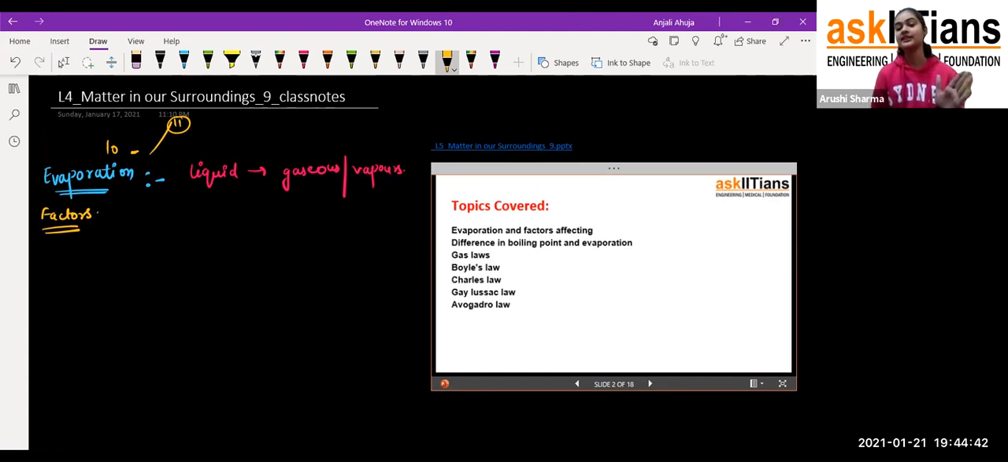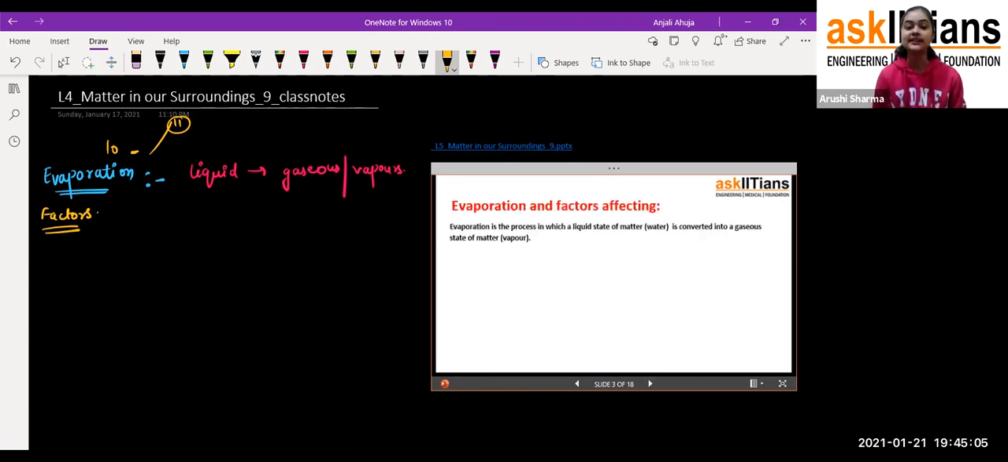Okay, starting with evaporation. Students, as I told you, evaporation is when a liquid converts into the gaseous or vapor form. Exactly. So we can say that when we boil water, it evaporates into vapor form, and that's the evaporation process. But we'll see what the difference is between the boiling point and evaporation.